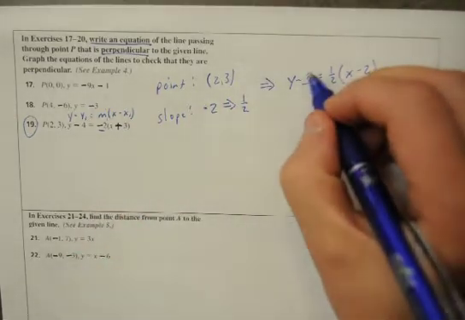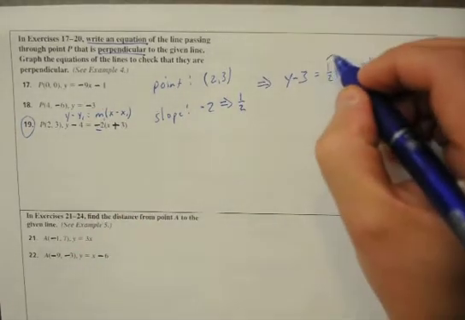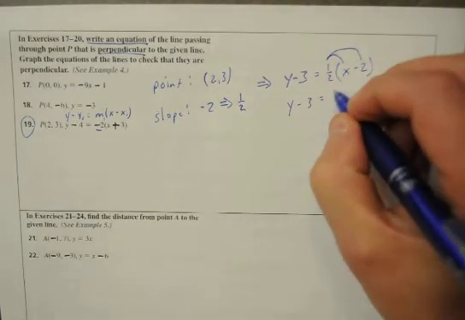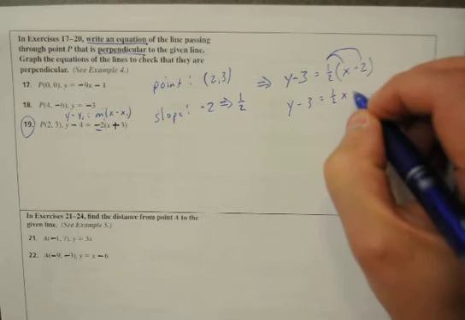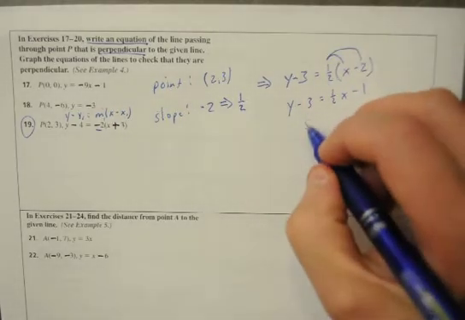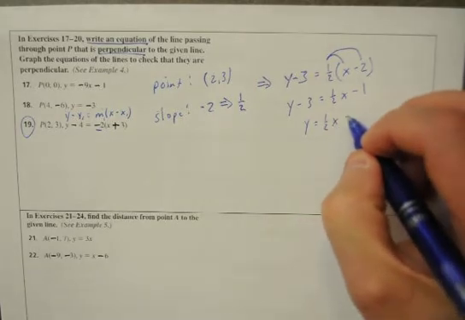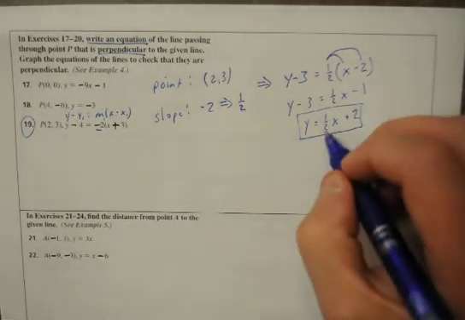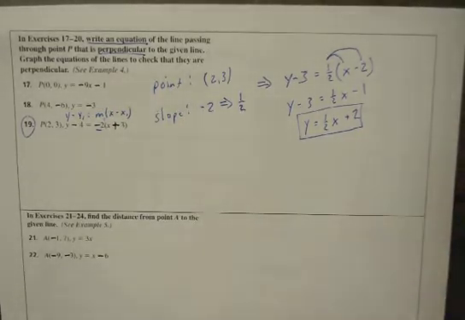All done. If you want to make it pretty, like if you're on the PSAT and you want to make this look pretty, distribute and add that over. Add the 3. There's your point slope form of your line.